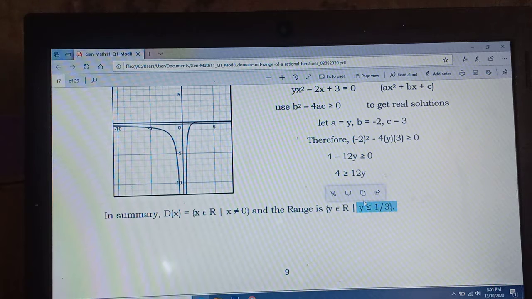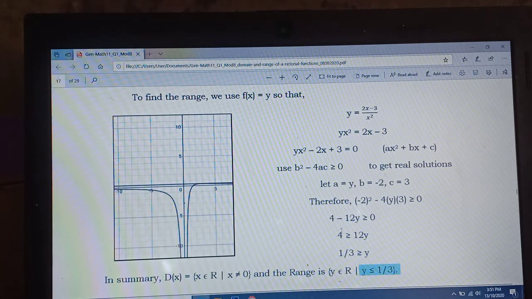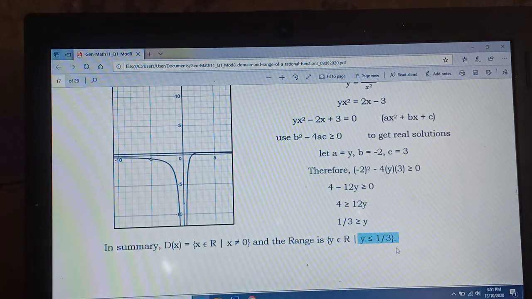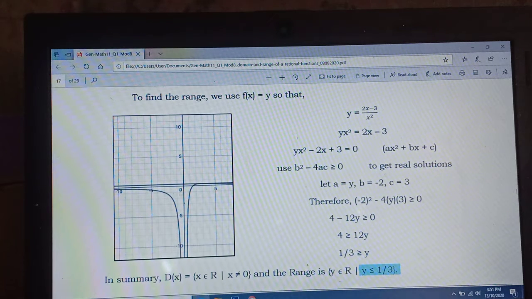So if it is higher, let's say positive 1, positive 2, positive 3, that does not belong to the range of the function. As you can see here in the graph of the function y is equal to 2x minus 0 over x squared, the graph is only this. So these are the x values, all real numbers except 0. As you can see in the graph, it does not intersect 0. Rather, it only goes toward it from the left and to the right.